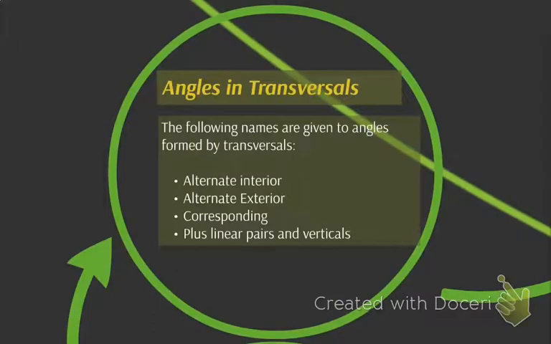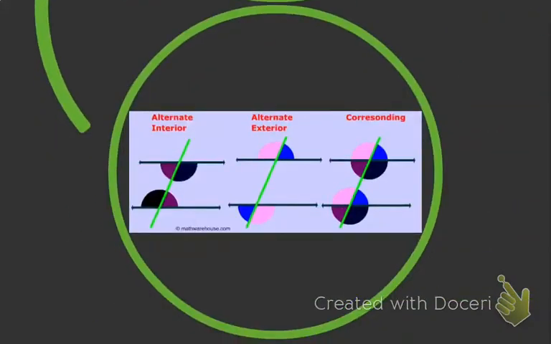Transversals make some interesting angles. You'll need to learn 3 new names: alternate interior, alternate exterior, and corresponding. So this can be a little tricky. Alternate interior are 2 angles that fall between the 2 lines, but on opposite sides of the transversal. Alternate exterior are on opposite sides of the transversal, but are outside the lines it crosses.